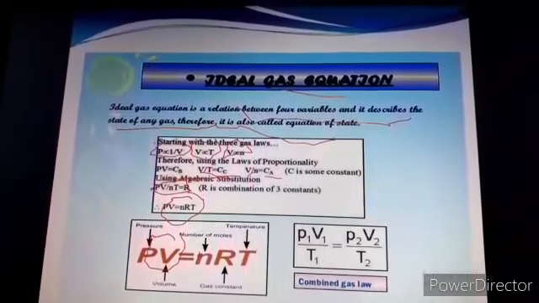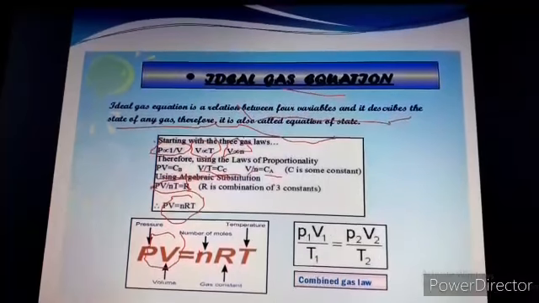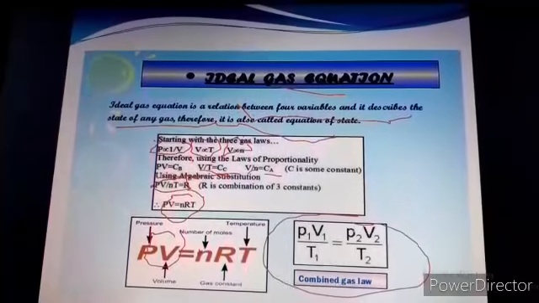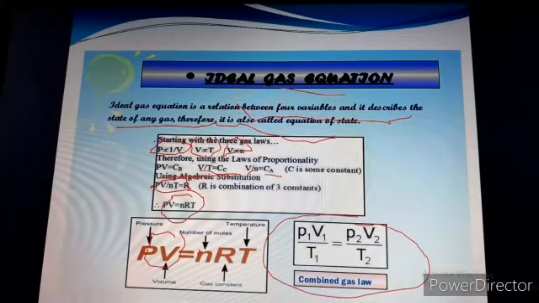If there is a pressure P1, V1 and T1, the combined gas law is P1 V1 upon T1 equal to P2 V2 upon T2. So this is called the combined gas law. According to Charles's law, V is directly proportional to T. According to Boyle's law, V is inversely proportional to P, and according to Avogadro's law, V is directly proportional to n. So compile all these laws: PV upon nT equal to R, or PV is equal to nRT. So this is your ideal gas equation. By using 3 laws, we form this equation.